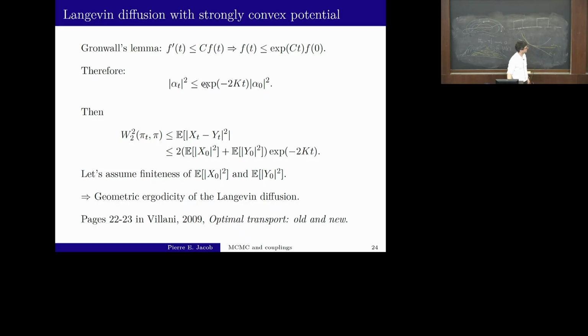So it's called Grönwall's lemma. From this reasoning, you find that the expected squared distance at time t is less than exponential minus 2kt times the constant, where k is the strong convexity constant. Then if you assume on top of that those initial conditions have finite second moments, you get geometric ergodicity for the Langevin diffusion. So this is a very simple proof compared to other proof techniques for the convergence rates of processes.